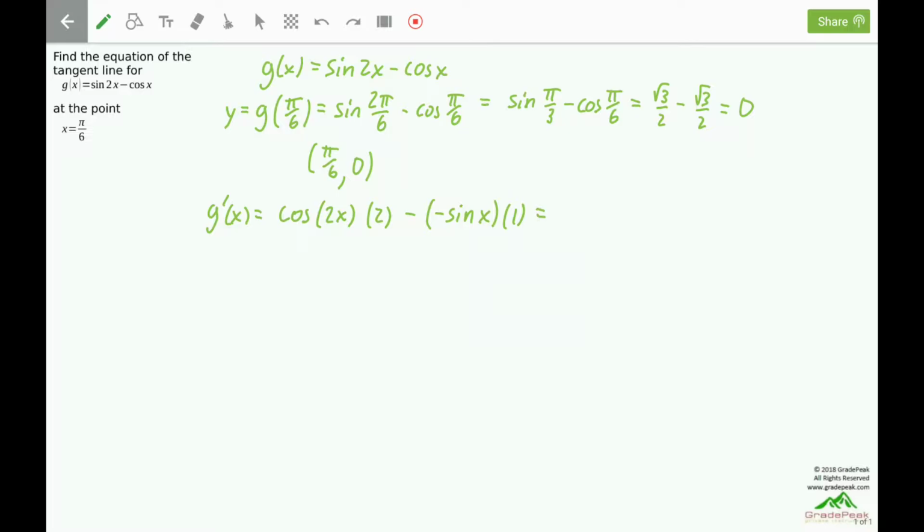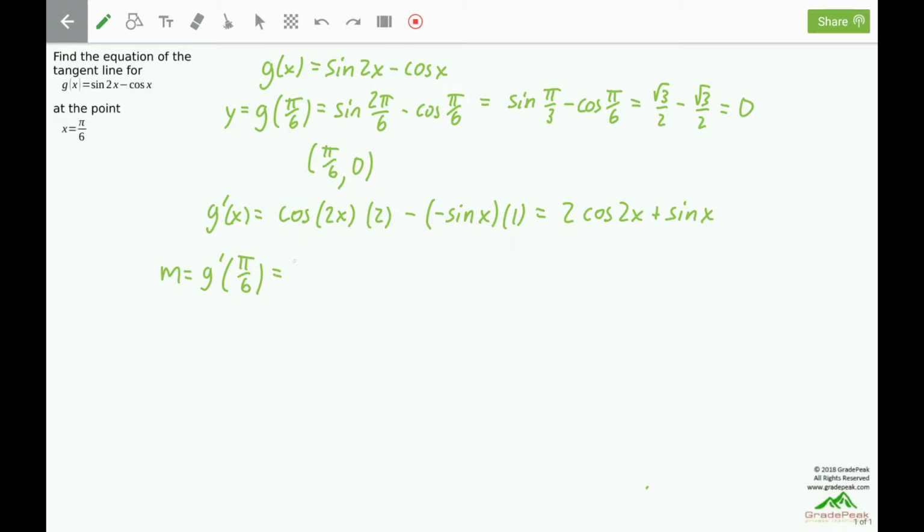Let's rewrite this before we plug in. I'm going to move the 2 out front. Remember that 2 is not multiplying the 2x inside of cosine. It's multiplying the cosine itself, so we'll just put it to the front. And then the double negative means a positive, so plus sine of x. There's our derivative g prime of x. Our slope will be this derivative evaluated at the x-coordinate of our point. Well, the x-coordinate of our point there is the pi over 6, so g prime of pi over 6.